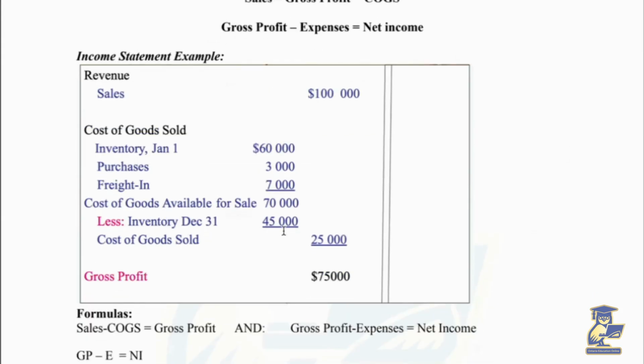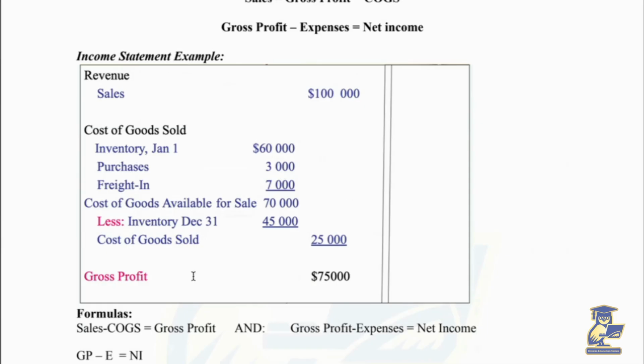This is an example of the income statement. So our revenue is the same. We have our inventory. Now we are seeing our purchases, in this case, 3,000, and our freight in. And then we have our cost of goods available for sale. That is found by taking our beginning inventory, adding our purchases, adding our freight in. So in this case, it's 70,000. Then we subtract our ending inventory. Our ending inventory is from December 31st, so that's the end of our fiscal period. In this case, it's 45,000. So 70,000 minus 45,000 equals our cost of goods sold of 25,000.